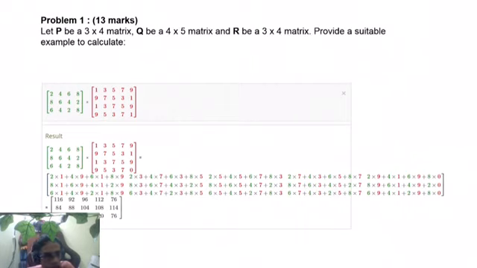The answer that I jotted down on my paper, I have pinned it in the worksheet.